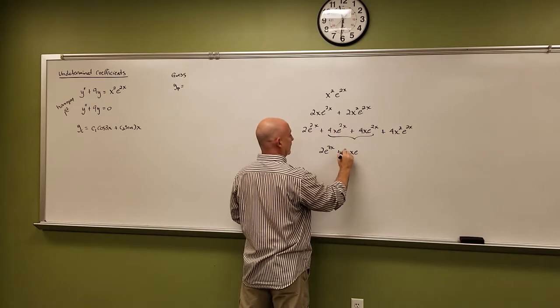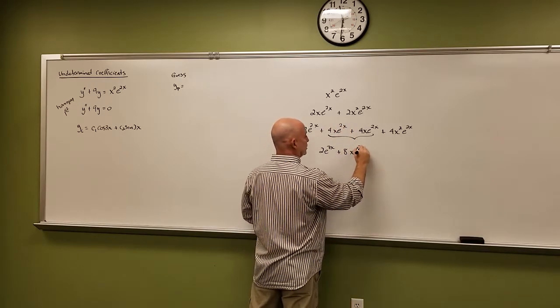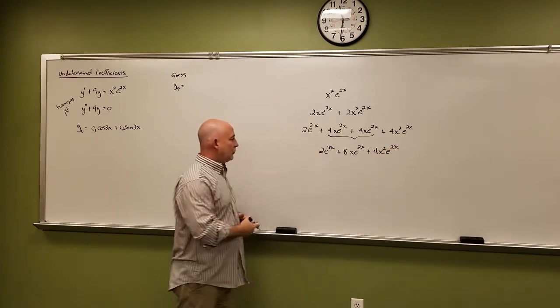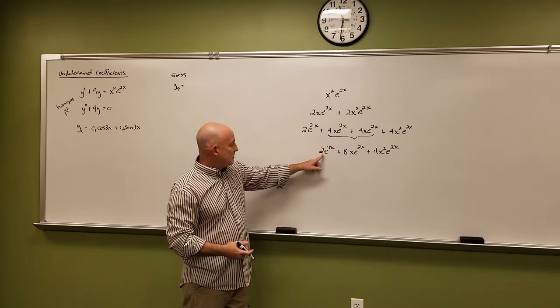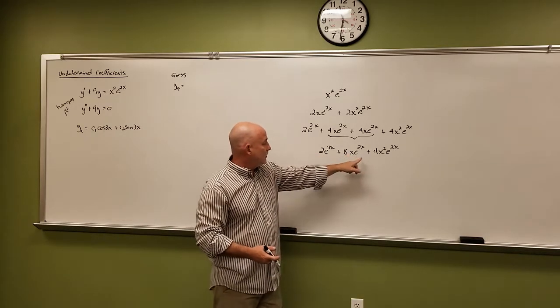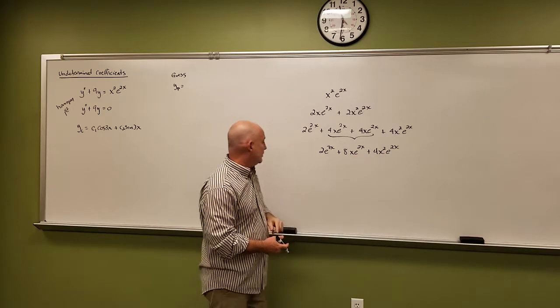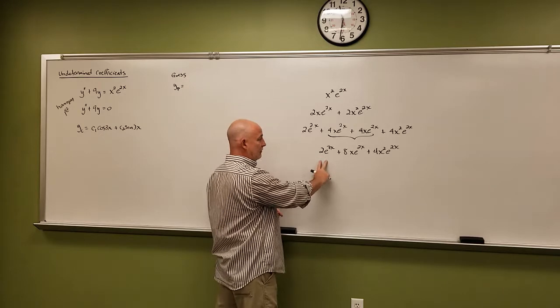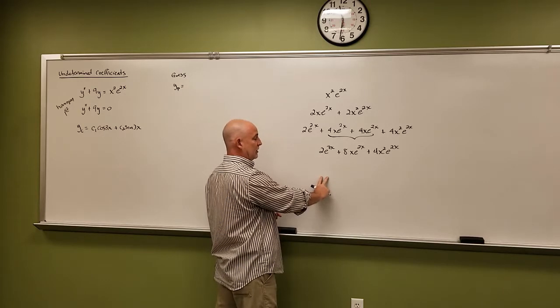Not that the number's not going to matter, don't worry. e to the 2x, and 4x squared e to the 2x. So what did I end up with so far? I have just a number times an exponential, a number times x times an exponential, and a number times x squared times an exponential. Now think about it. From this piece, anytime I take the derivative, all I'm ever going to get out of it is a number and an exponential.